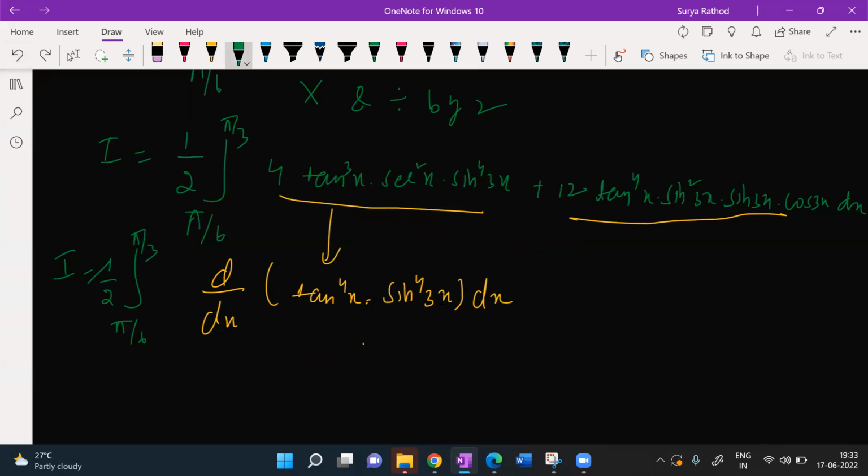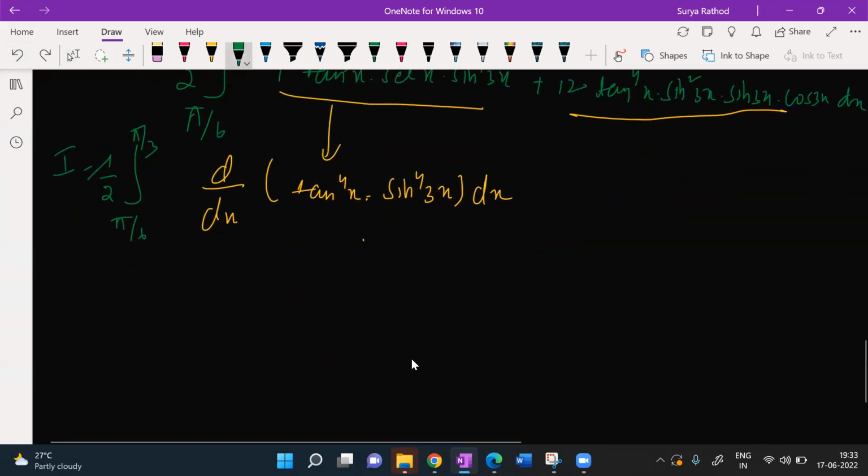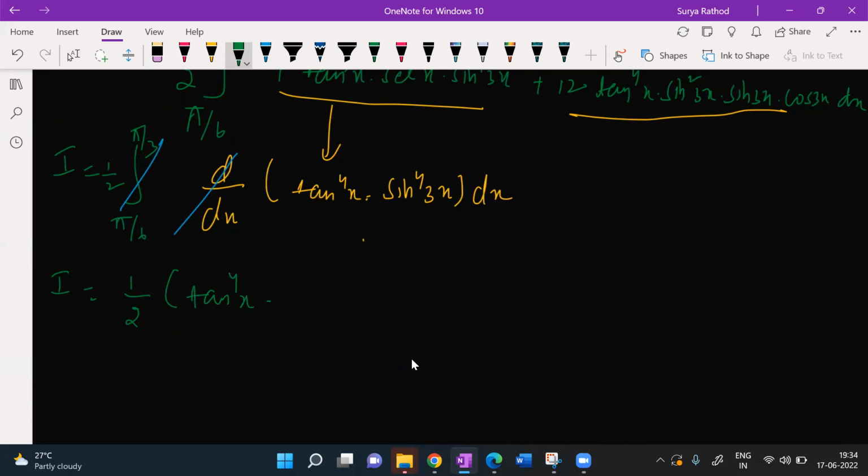So now, here 1 by 2, right? So 1 by 2, let me write properly. So I is equal to 1 by 2 times of integral pi by 6 to pi by 3. Look at this here. We have integration and differentiation, both are anti to each other. So both will be getting cancelled, right? Integration is anti process of derivative, that is why both will be getting cancelled.